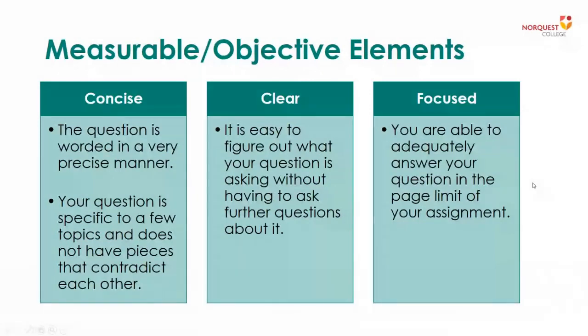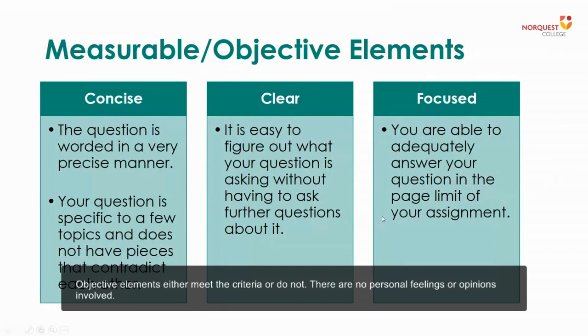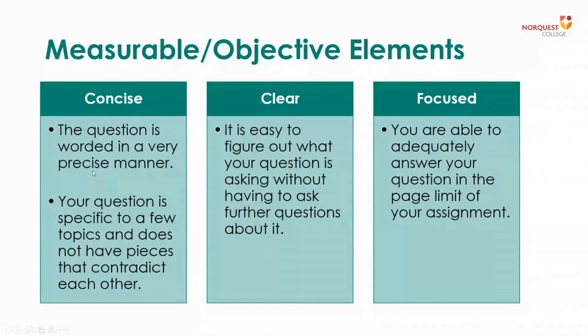So the first group that we have are our measurable elements, or objective. These are the things that don't necessarily require too much thinking, and they include concise, clear, and focused. By concise, we mean that the wording of your question is precise. You have sat down and thought long and hard about what you want your question to say. It's specific to a few topics, and the elements or the topics of your question don't contradict each other.